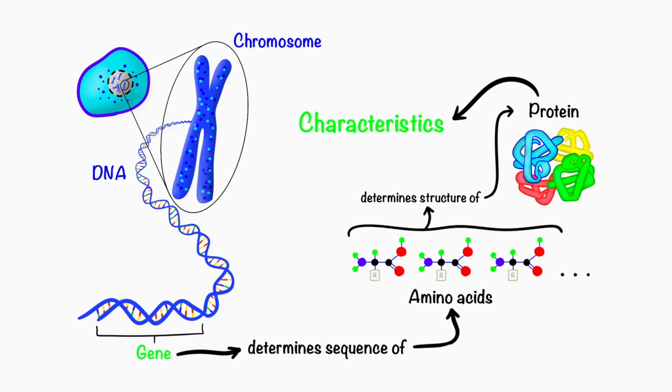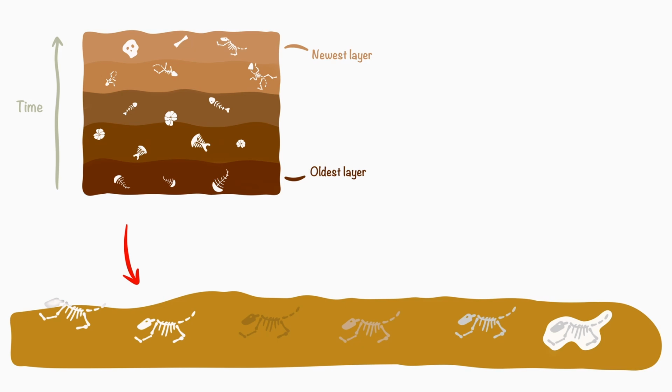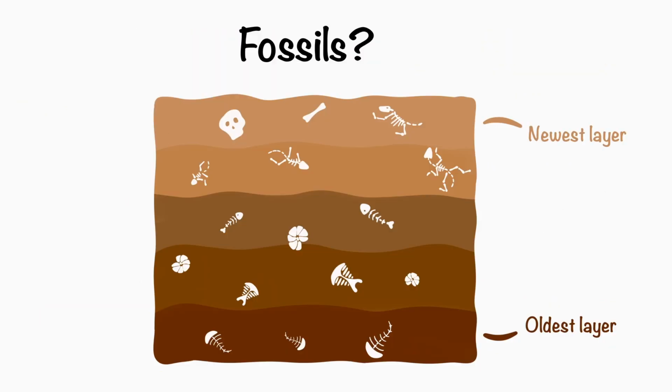Our next episode will explore the evidence for evolution, including fossils and antibiotic resistance in bacteria. This episode will cover what fossils actually are, the different ways they form, how they show organisms change over time, and why there are gaps in our understanding. So, what exactly are fossils?